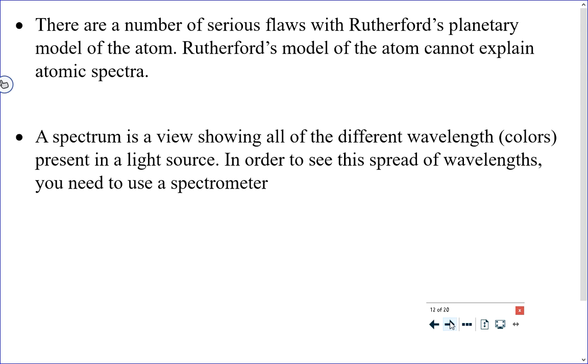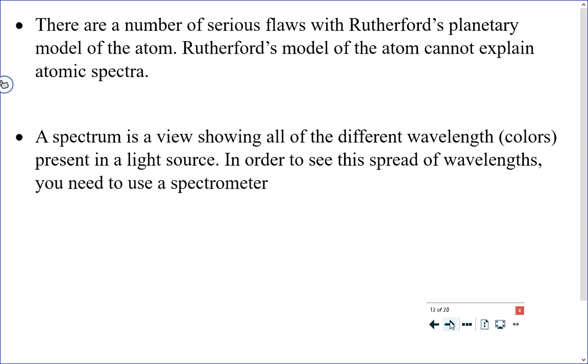And before I talk about why Rutherford's model of the atom is a bad model of the atom in terms of atomic spectra, and in fact, even before I talk about atomic spectra, we're going to have to talk about what a spectrum is. First of all, the word spectra is plural of spectrum. So you have one spectrum, but you have two spectra, or three spectra. A spectrum is when you take the light coming from some source and you spread it out so that you can see all of the colors.